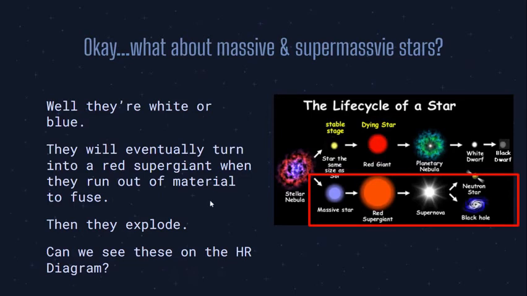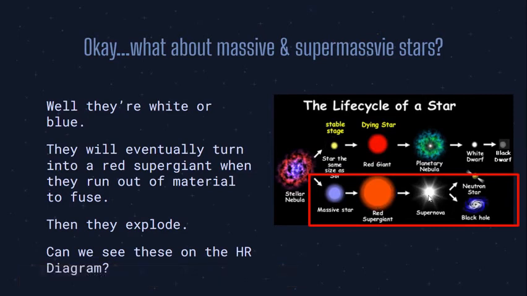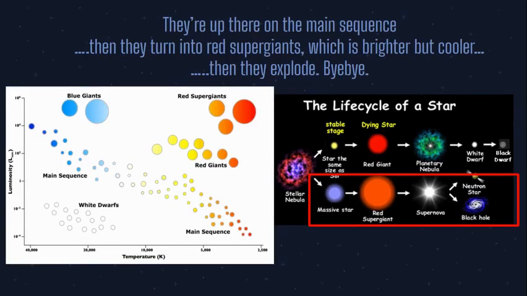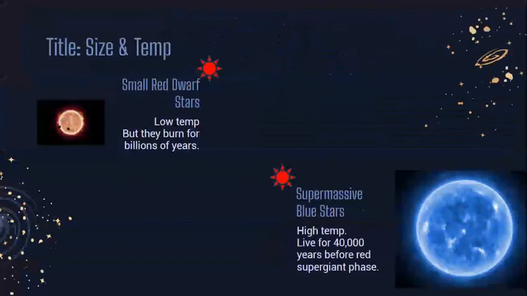Interesting. What about these supermassive stars? Well, remember, massive stars and supermassive stars will turn into red giants and then they'll explode. And they'll either turn into a neutron star if it's just a massive star, and if they're big enough, they'll turn into a black hole instead. So we can see that here. We've got our white and blue stars, which are the biggest, the brightest, and the hottest. So if it's a massive star, it's either going to be white or blue. Eventually, it will turn into a red supergiant, but then it will explode, so we won't see this on our HR diagram anymore.